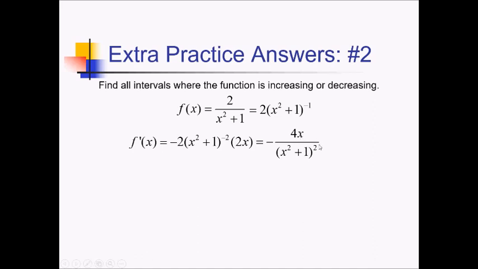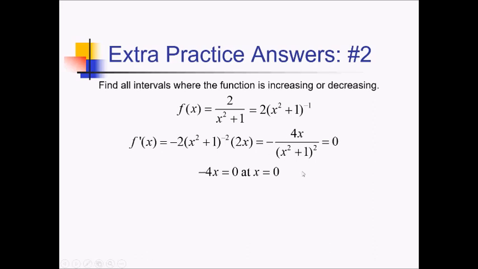So let me set this thing equal to 0, and this whole fraction is going to get zeroed out wherever the numerator, 4x, has a value of 0. So I could call that either 4x or -4x. Either way, at x equals 0, the numerator is zeroed out, and thus the entire fraction.